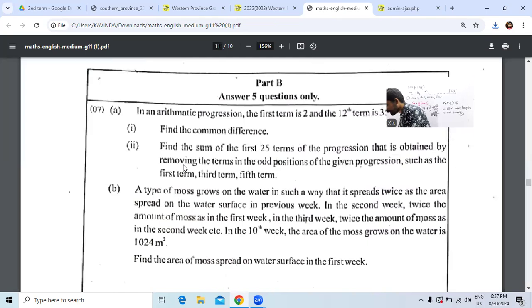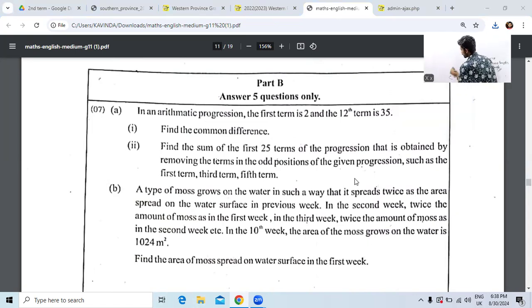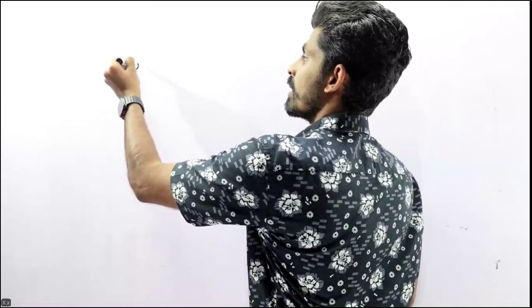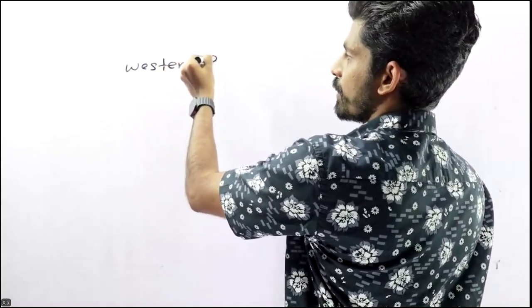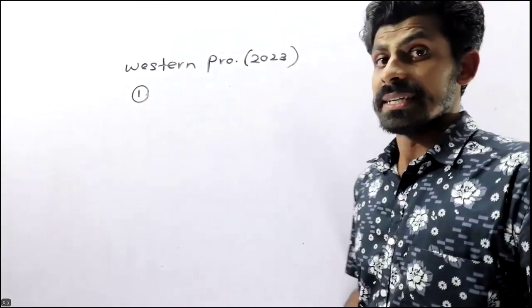In the arithmetic progression part, I can do the first part, and the second part is for the geometric progression. I will do the first one. In an arithmetic progression, the first term is 2 and the 12th term is 35. Find the common difference. Western Province 2022. Let's try to do this one.